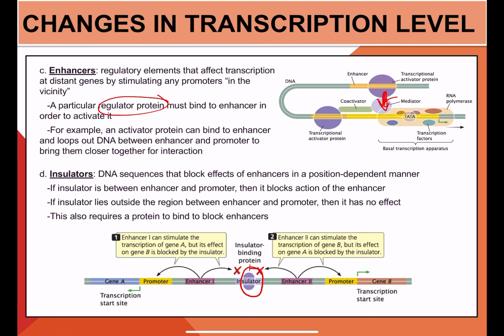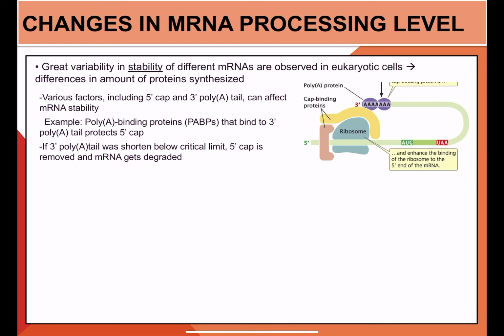Just like an enhancer, an insulator usually requires some kind of insulator binding protein to block the enhancers from working. Rarely do we have sequences that are just hanging around doing whatever function they have on their own. It usually requires some other proteins to bind. All right, so for controlling gene expression at the mRNA processing step level, we have already talked a bit about this.